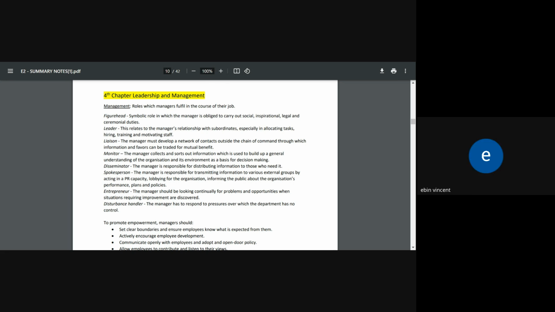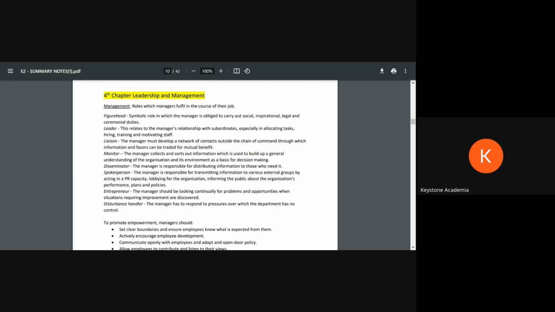Yes. Okay. Now, the second group is informational roles. The first one we saw was interpersonal roles, those three roles, and the second three we are going to look at are informational roles. The first one is monitor. A monitor is someone who scans the environment for information. Say, for example, a marketing manager who is analyzing market trends. He is called a monitor.